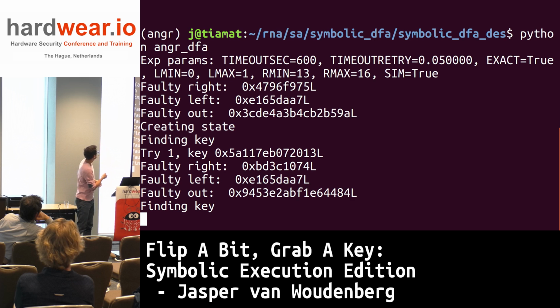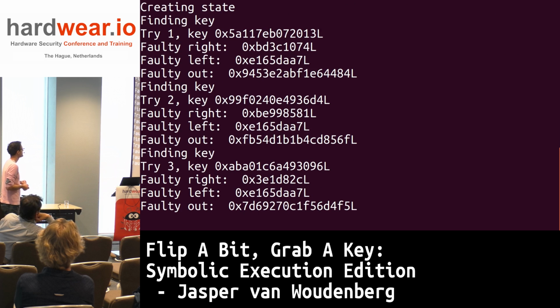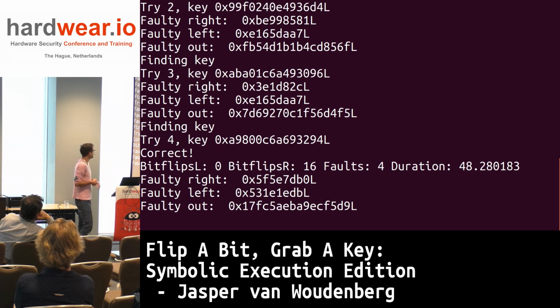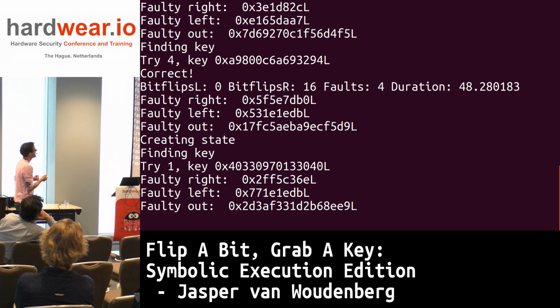So you can see it's doing some administration that says finding the key. If it then continues, then it wasn't the right key. So I'm going to just let it run a little bit. And then fingers crossed, at some point it should say, I found the key. Yeah, that's what I wanted to see. So here it says I did 0-bit flips on the left side, I did 16-bit flips on the right, and I'll get to that in a second. It needed 4 faults to extract the complete key, and it took 50 seconds.